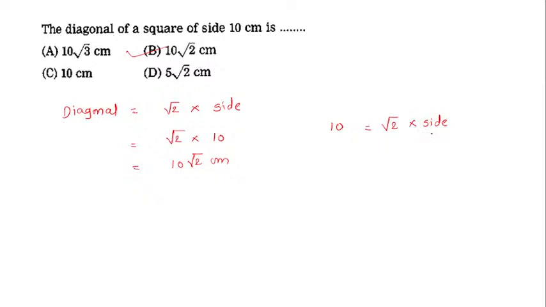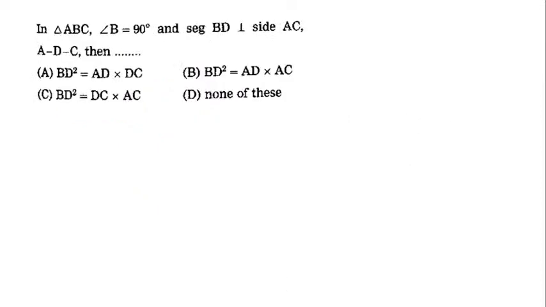So to find the side in that question, if it would be asked to find the side of the square, we have to use this one. If we take root 2 to this side, it will be in the denominator. So 10 divided by root 2 is equal to side. Now further, if we rationalize the denominator, we'll get the answer. So basically we have to use the same formula here, that is diagonal of a square is equal to root 2 into side. Okay. Now the next question, again this is based on a diagram.